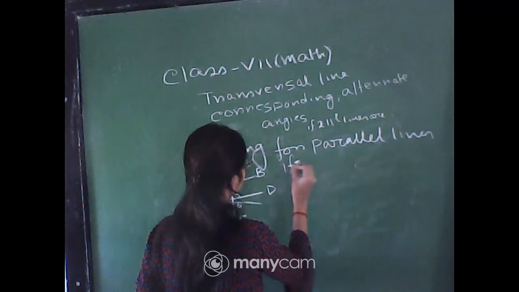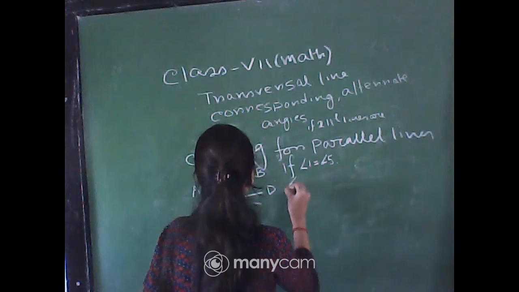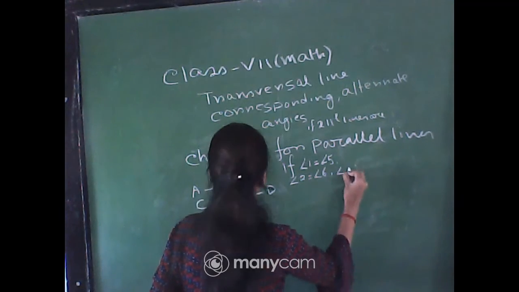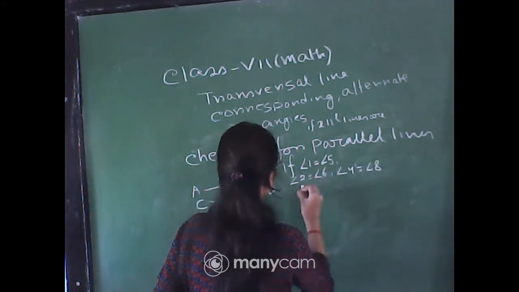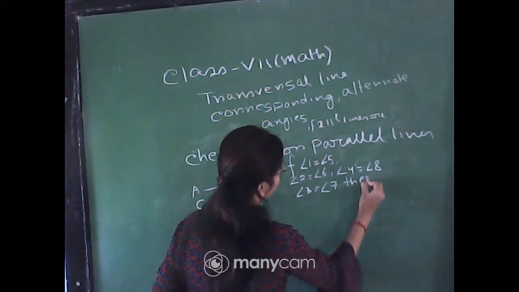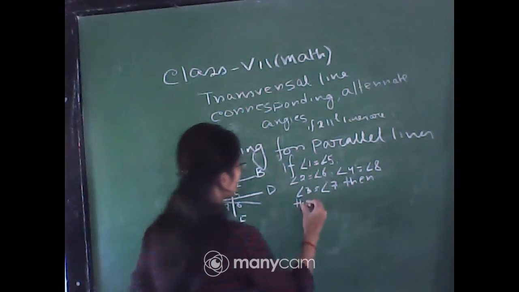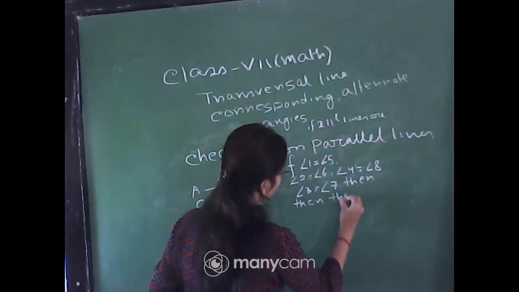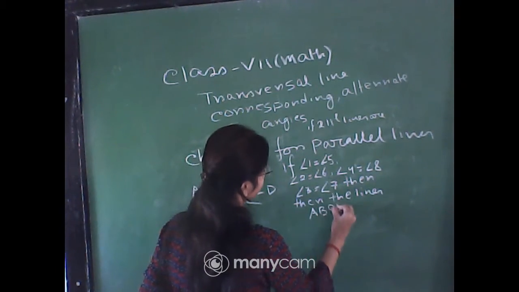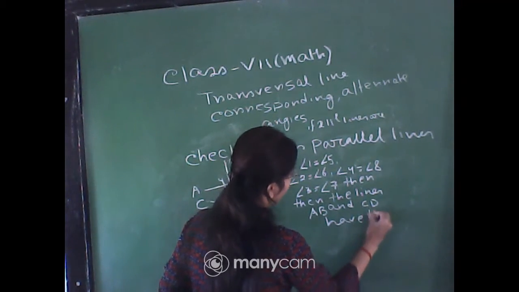If angle 1 is equal to angle 5, angle 2 is equal to angle 6, angle 4 is equal to angle 8, angle 3 is equal to angle 7, that is, each pair of corresponding angles are equal, then the lines AB and CD have to be parallel.